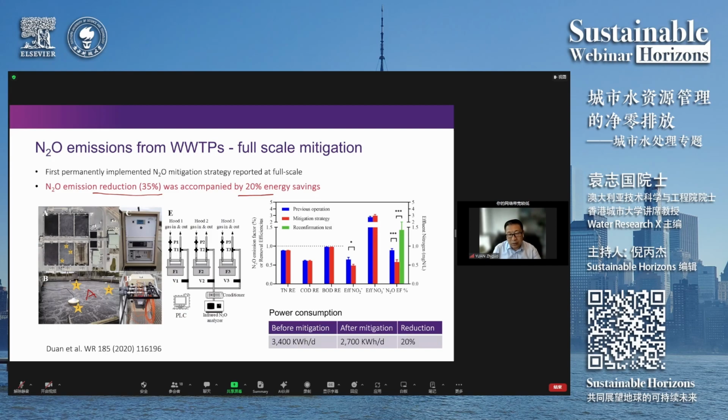So it does not mean that reducing N2O emission necessarily increases your energy consumption. In fact, by controlling aeration more appropriately, we can reduce energy consumption. Therefore, we also reduce the scope 2 emission, which is really very good news.